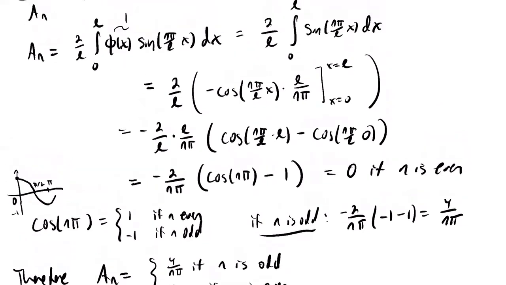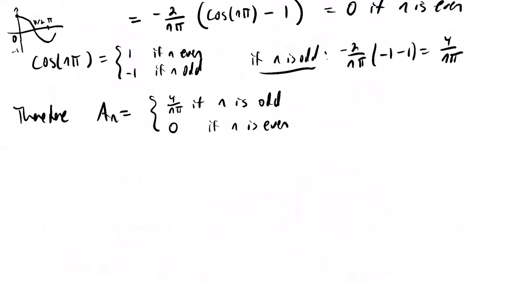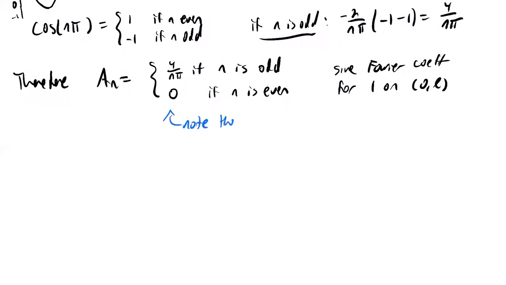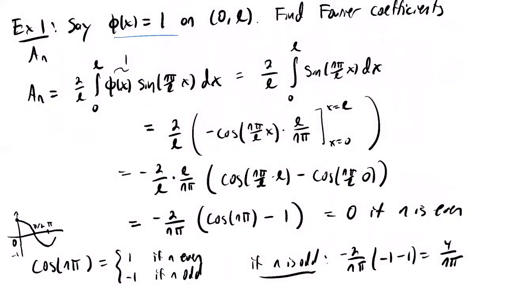So for this particular function, the sine Fourier coefficients are 0 unless n is odd, and that's the answer. These are the sine Fourier coefficients for 1 on 0 to L. One interesting point is that it doesn't depend on L, which is not always going to be the case. I guess it's expected because the function phi equal to 1 is the same everywhere, but in general, the Fourier coefficients will definitely depend on L in some way.